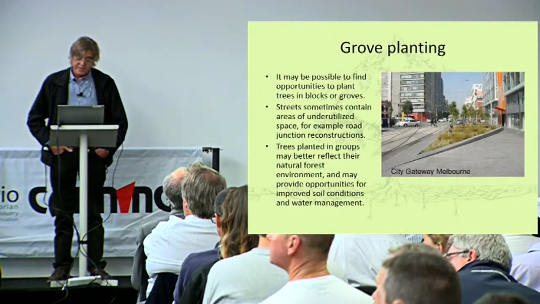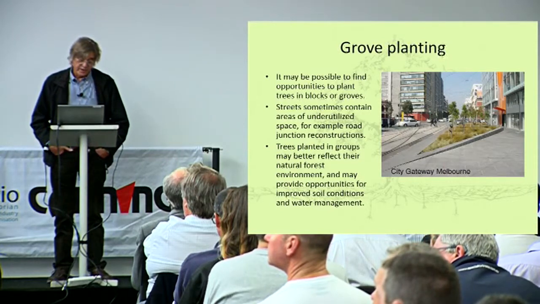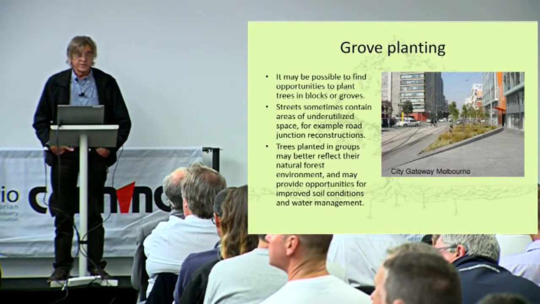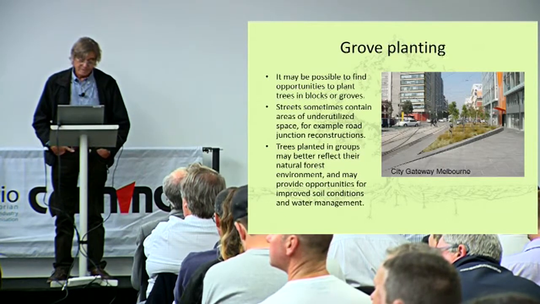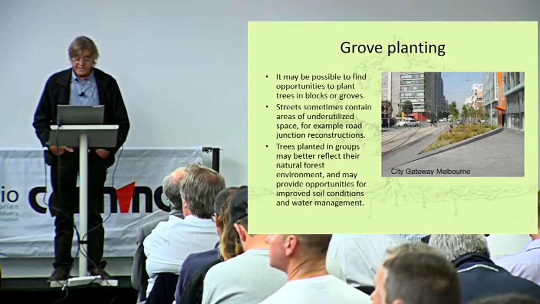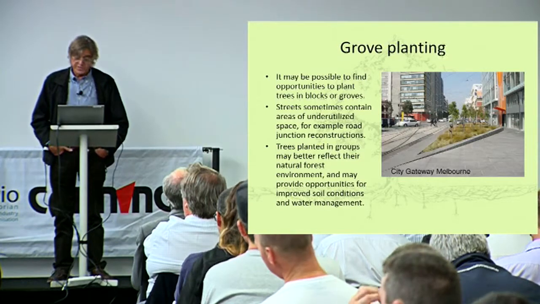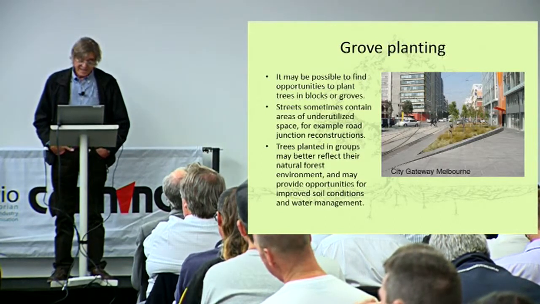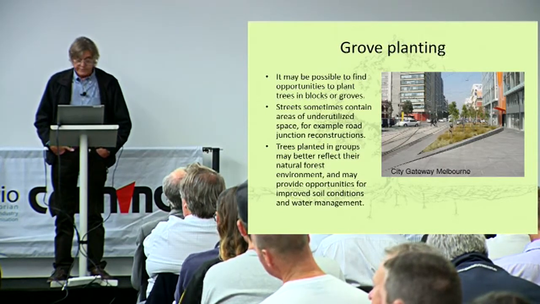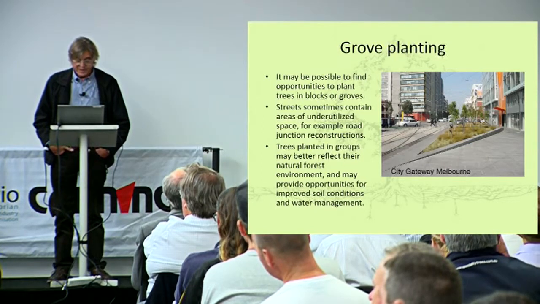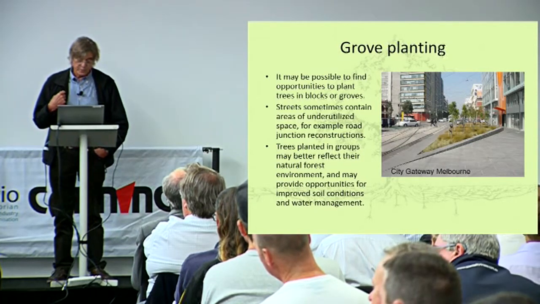Grove planting is another example from Melbourne, where you might find spaces in the street or the landscape where you can plant trees in groves or blocks. Often there are areas of underutilised leftover space. Maybe when engineers redesign a road junction, there are bits of residual space left over. And trees planted in groups often better reflect their natural forest environment and provide opportunities for improved soil conditions and water management.